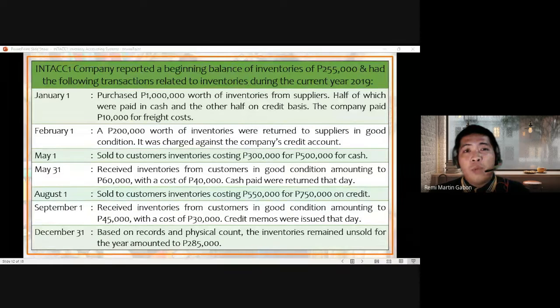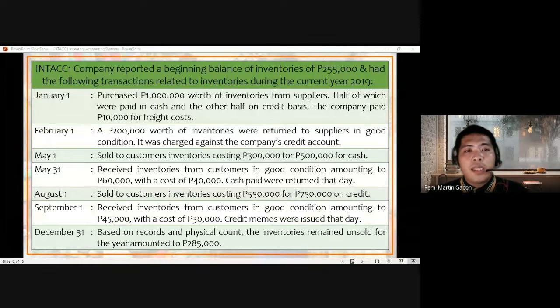Okay? So, INTACC1 company bought inventory from suppliers. 500,000 daw, kasi kalahati, binayaran through cash, so cash basis. Then, yung kalahating 500,000, inutang. So, credit basis. Then, nakagasto na ng 10,000 for freight cost. Since it is related to purchase, we account this freight as freight in.